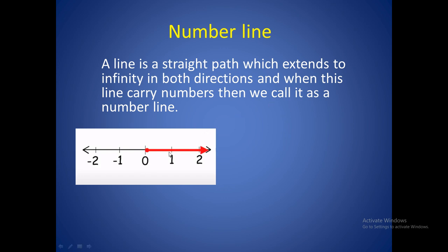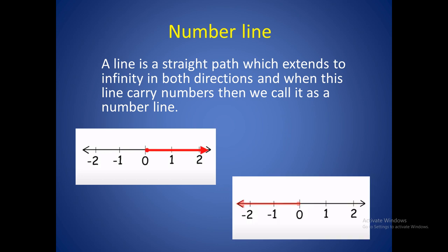So this position is of 1, this position is of 2. We mark all positive integers on the right hand side of the number line and all negatives on the left hand side of the number line. On the left hand side we have -1, -2, -3, -4 and so on. This concept of number line and representation of integers we have read in class 6th.